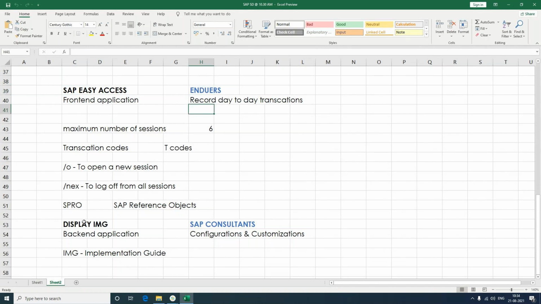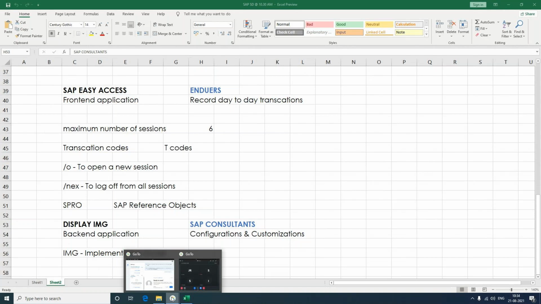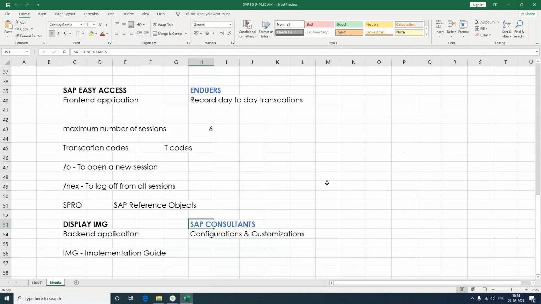And the second screen is Display IMG. So this is going to be under the control of consultants, where we do all the configurations and development based on the client requirements. All development activities will be done on the backend application. So this is what I was trying to talk about.